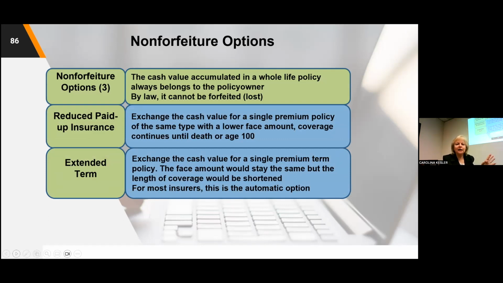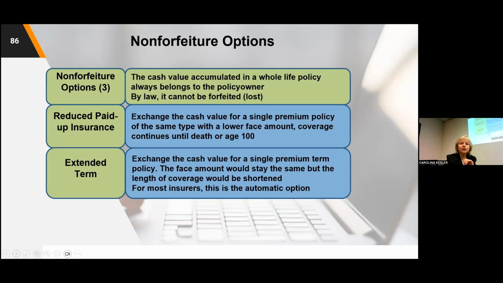Reduced paid up means you're going to take the cash amount that you have and buy a reduced paid up policy. So instead of 100,000, you might have 15,000, but it's paid up until your age 100. You don't have to pay any more to it, but the cash value in it will continue to grow.